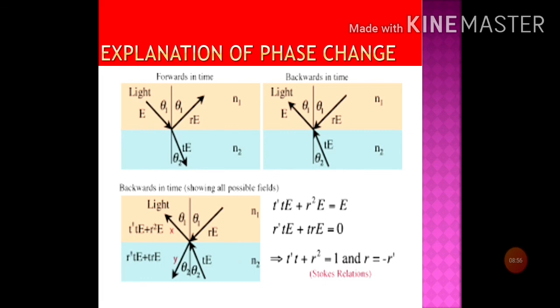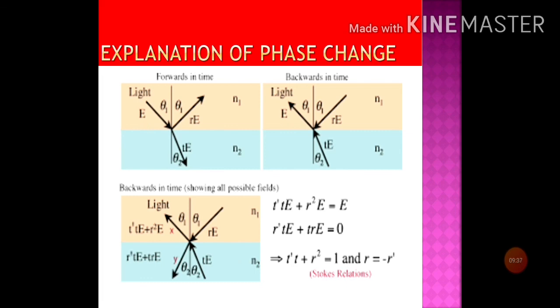By performing experiments like Lloyd's mirror experiment, it has been found that the ray which is reflected from the optically denser medium suffers a phase change of pi, and no phase change occurs when the reflection takes place from a rarer medium. So we can say that the ray reflected from a denser medium will suffer a phase change of pi, and the ray reflected from the surface of a rarer medium won't get any phase change, right? So this was all about Stokes law.